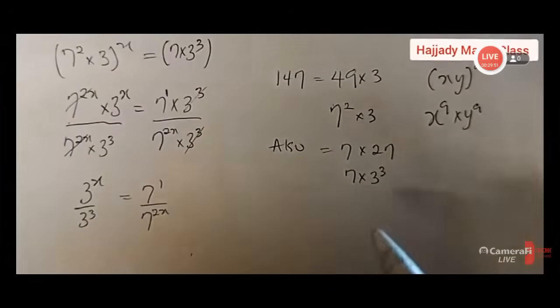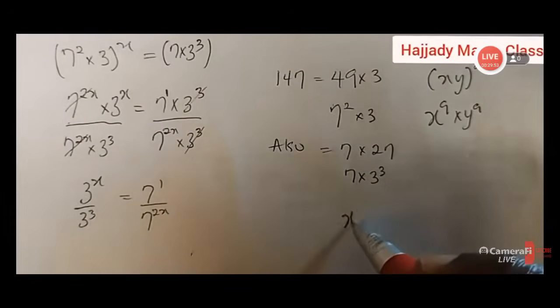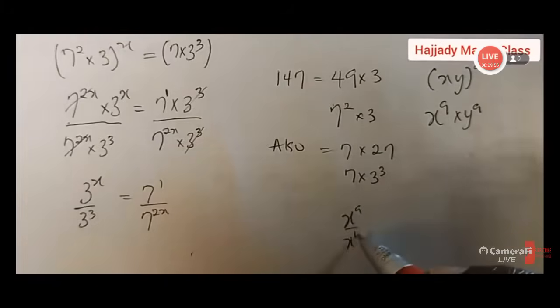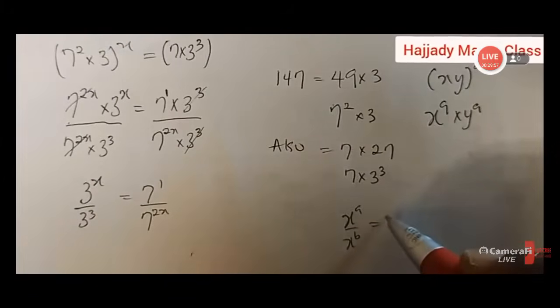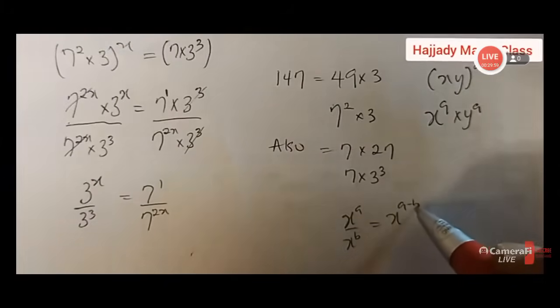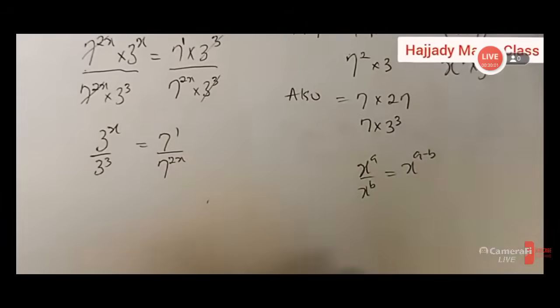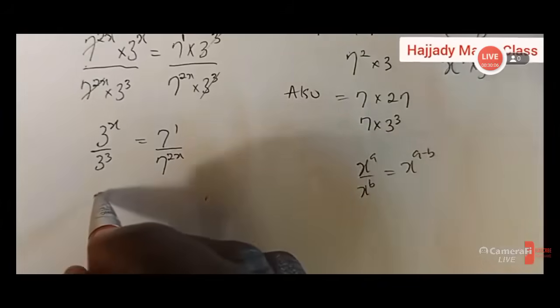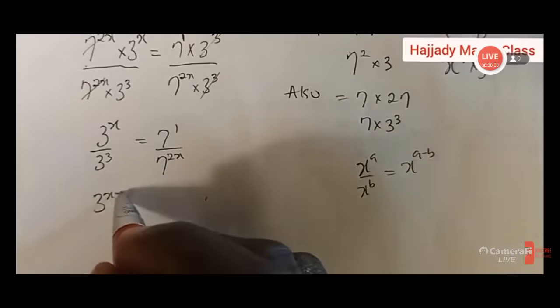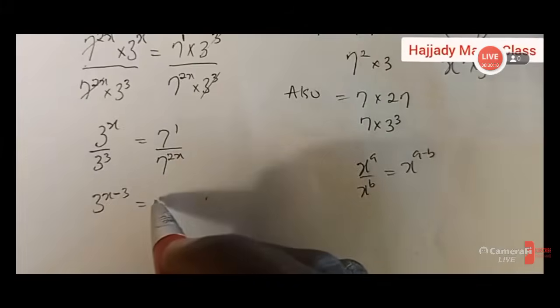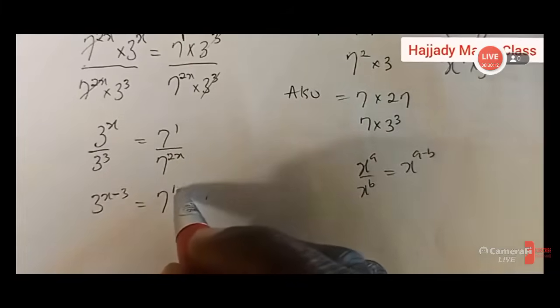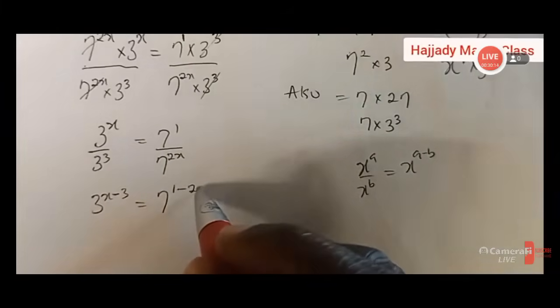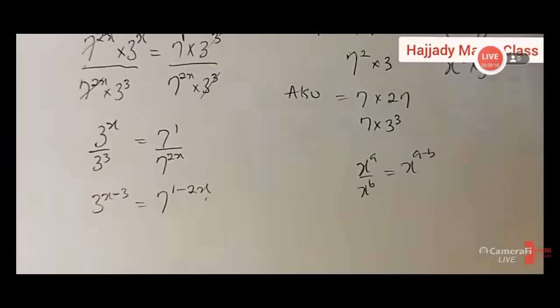Now using the method of indices again, when s raised to power a over s raised to power b, the division rule, we are going to have s raised to power a minus b. You can check some of our videos on indices. Now, at the left hand side here, we are having 3 raised to power x minus 3 equals 7 raised to power 1 minus 2x.